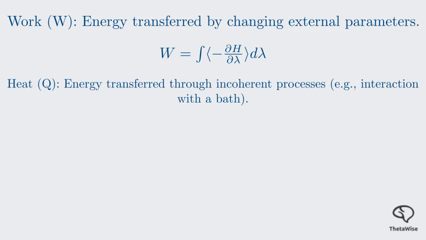The first law of thermodynamics still holds in the quantum regime. The change in the system's internal energy, delta U, is equal to the work done on the system, W, plus the heat added to the system, Q. This is a statement of energy conservation. A key difference from classical thermodynamics is that in the quantum world, work is not always a well-defined quantity for a single realization of a process. It can fluctuate. We'll explore this more when we discuss fluctuation theorems.